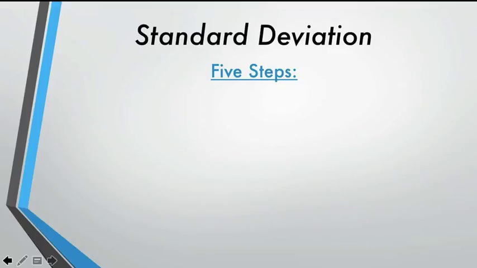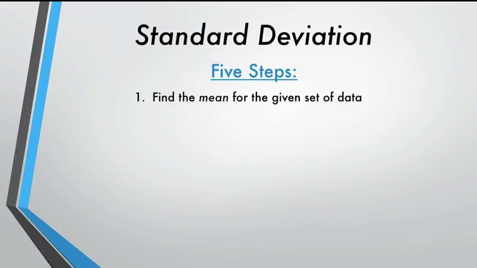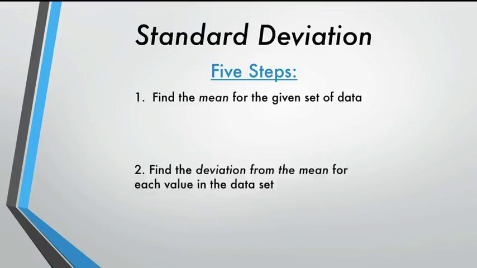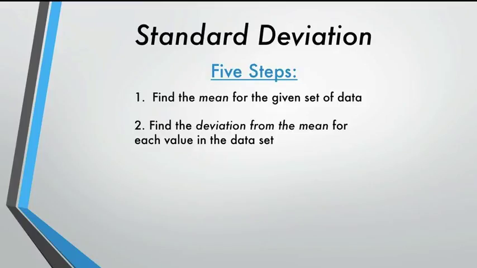There are 5 very important steps to calculate the standard deviation. It is imperative to follow these steps exactly in order to have accurate answers. Number 1. Find the mean for the given set of data. Number 2. Find the deviation from the mean for each value in the data set. Number 3. Square each deviation.